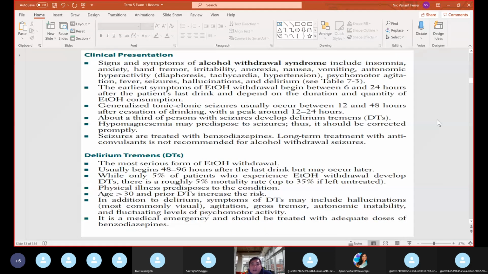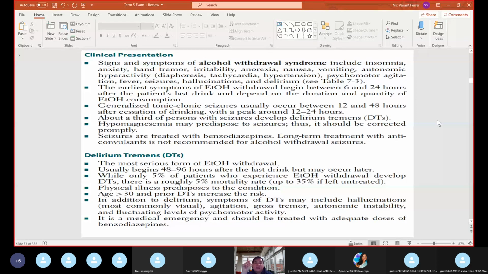Clinical presentation, you need to know alcohol withdrawal syndrome: insomnia, anxiety. They're going to put in the vignette, oh, something's crawling on my skin, I see bugs crawling on my skin. They keep on scratching. They have these excoriations. Think alcohol withdrawal. They typically begin 6 to 24 hours after the patient's last drink. You need to be careful. Why? Because of delirium tremens. It begins, high yield, 48 to 96 hours after the last drink.